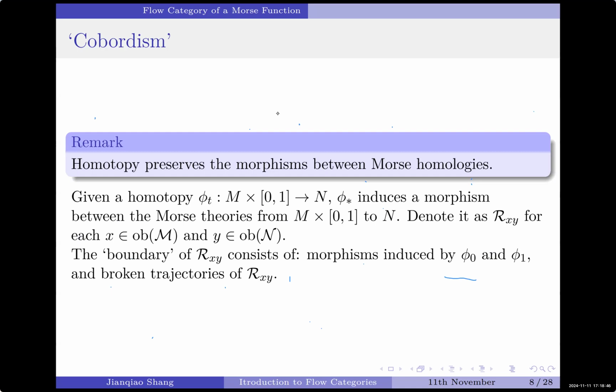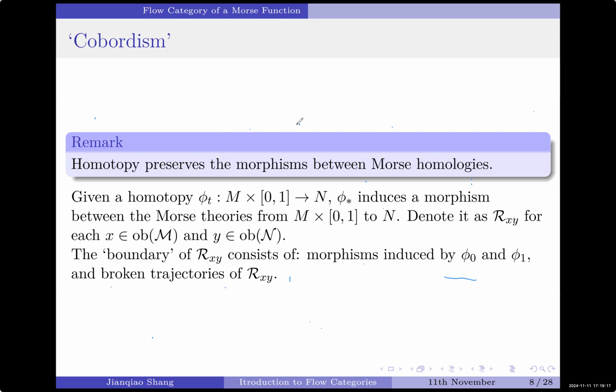Now let's come to the cobordism. This page and the next page are my own understanding of what we are going to do next. I'm not sure they are definitely right, but I would like to tell you my own understanding. First, I claim that the homotopy preserves the morphisms between Morse homologies.